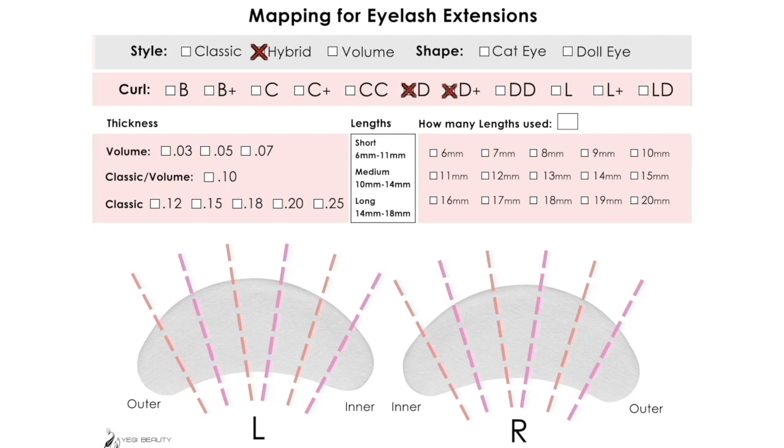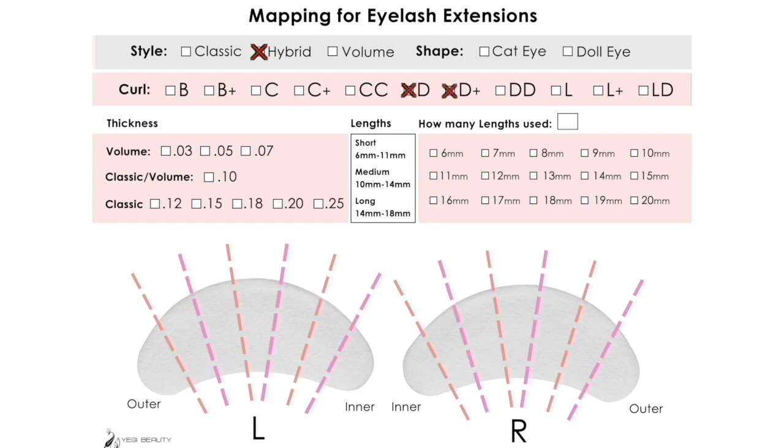And then the thickness, what did we say that determines the thickness, right? We said the style. If it's classic, it's 0.10 and above. If it's volume, it's 0.10 and below. So all of these are used for volume. And since she selected hybrid, I'm gonna have to use some volume eyelashes and some classics, right?